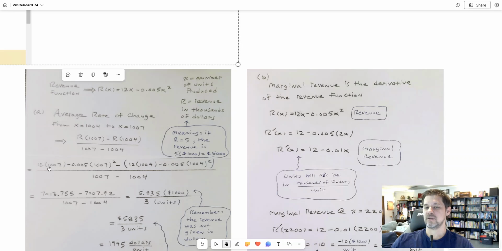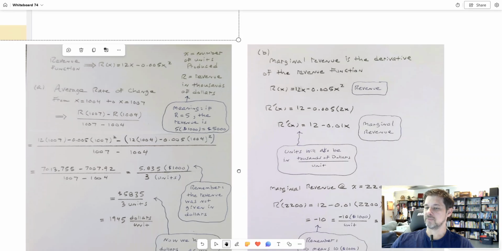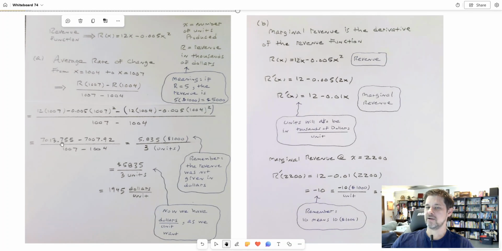This right here, 12 times 1,007 minus 0.005 times 1,007 squared, that's the revenue at 1,007 minus, and this minus applies to this entire number, whatever it is, and that's the revenue at 1,004. See, I plugged 1,004 into that same formula. I did some calculations. This is what I got for each of them. Revenue at 1,007 is about 7,013 minus revenue at 1,004 is about 7,007. Then I'll subtract. And remember the units are a little strange in this. So from the subtracted revenues, I get about 5.8.